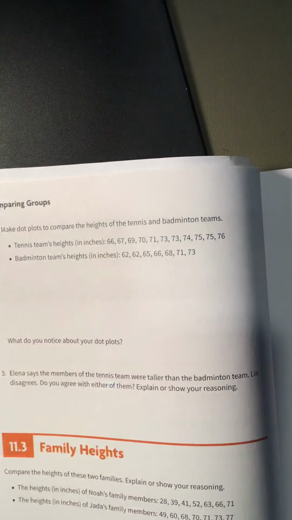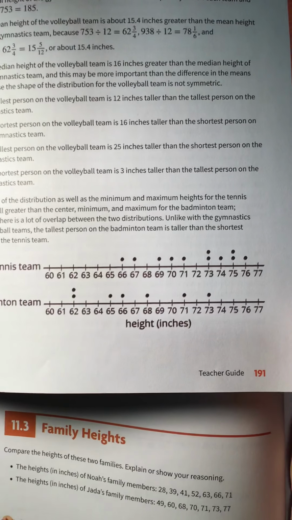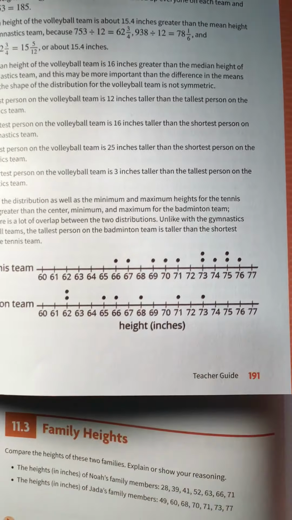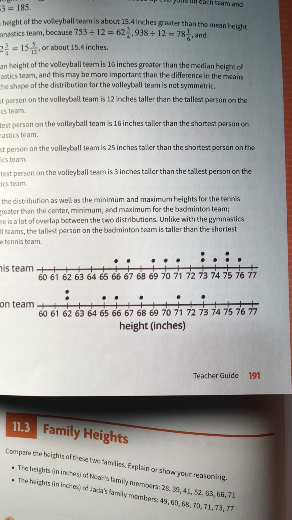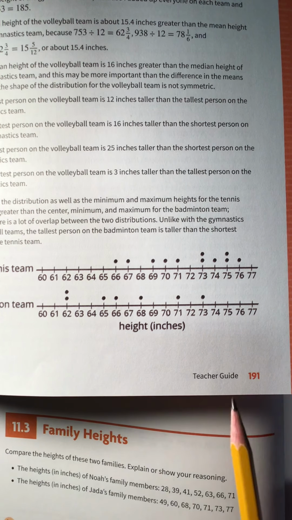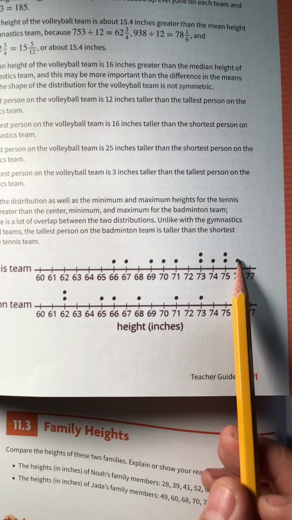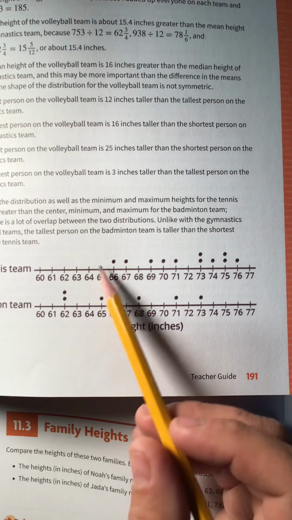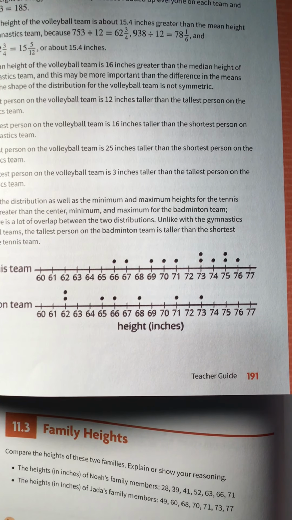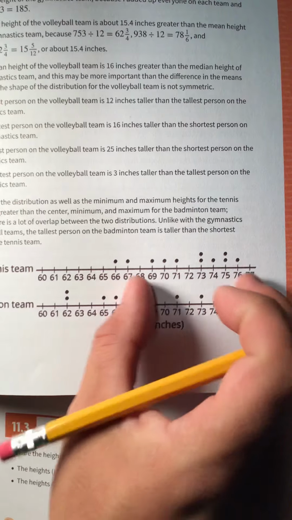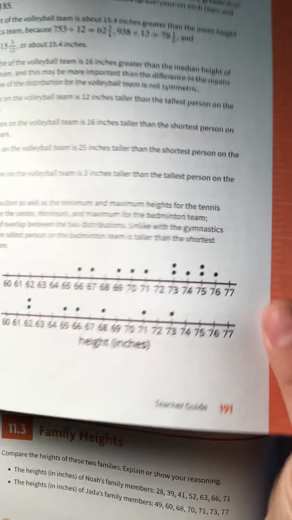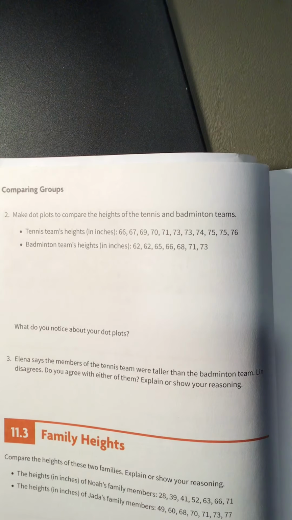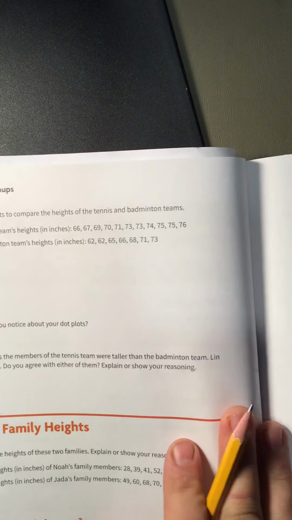Once again it says, what do you notice about your dot plots? Well, what do you notice about this dot plot? I would say they're closer together in heights than the volleyball and gymnastics were. The tallest person of each is only 3 inches different in this one. The shortest are only 4 inches different. They're probably closer grouped than our first dot plot we looked at, so whatever you need to make there to compare them is fine. One thing you notice is just fine.